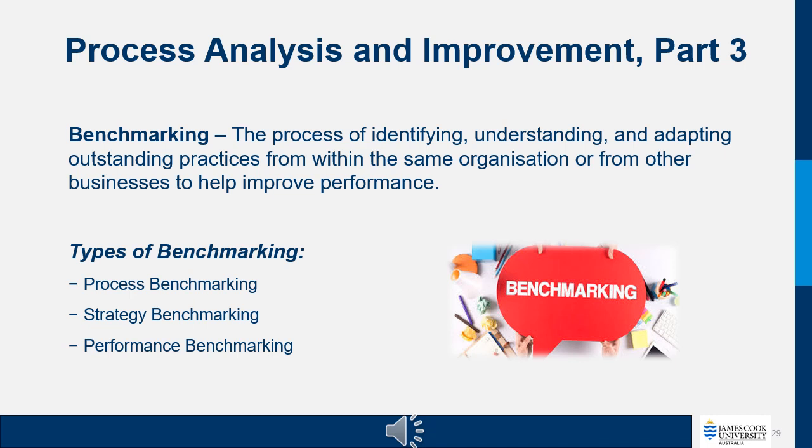There are different types of benchmarking, including process benchmarking. This type of benchmarking involves comparing the organization's processes to those of other organizations that are recognized as best in class in that area. This can help identify opportunities to improve efficiency, reduce waste, and improve quality.